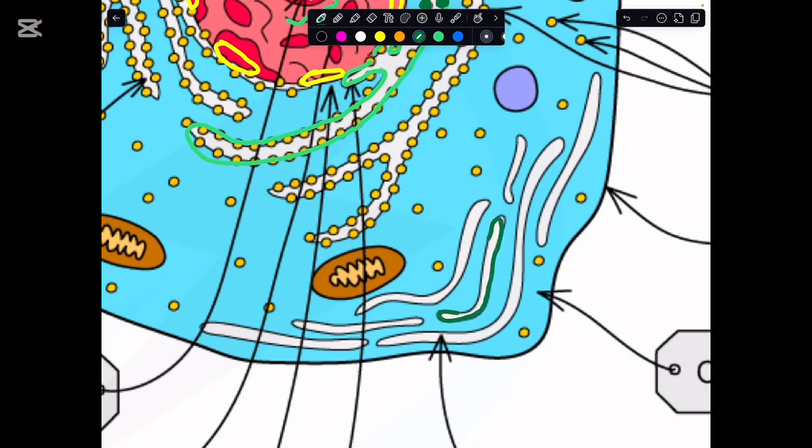Now, as with the rough endoplasmic reticulum, we have some membranes lying here, and these membranes do not have a rough appearance, but rather a smooth appearance. Due to that smooth appearance, they are not termed RER, but rather we call them SER.